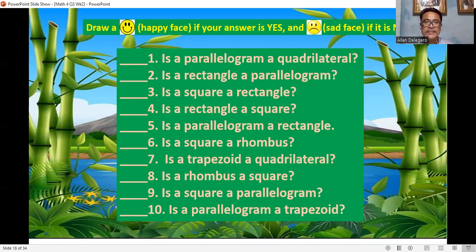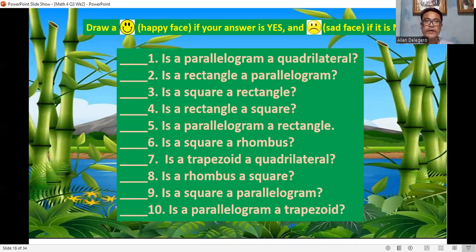7. Is a trapezoid a quadrilateral? 8. Is a rhombus a square? 9. Is a square a parallelogram? 10. Is a parallelogram a trapezoid? Let's check your answers. Number 1.